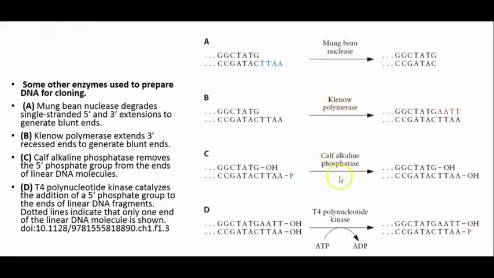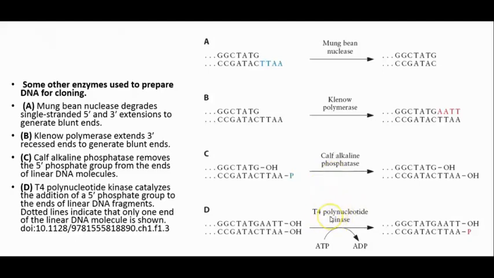Another type of enzyme is called phosphatases, such as calf intestinal alkaline phosphatase, which cleave the 5' phosphate group from restriction enzyme digested DNA. A 5' phosphate group is required for formation of a phosphodiester bond between nucleotides, and therefore its removal prevents recircularization, self-ligation of vector DNA.